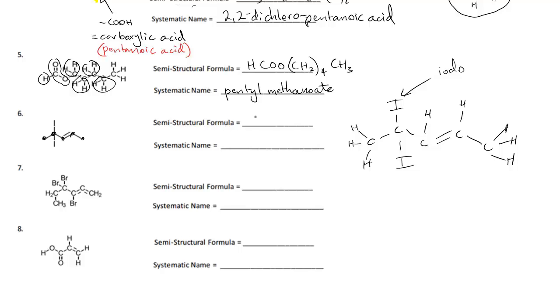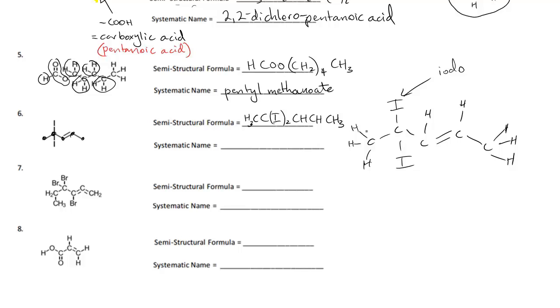So the semi-structural formula is CH3, then CI2, then followed by CH, CH, and CH3. Okay, so that's our semi-structural formula.